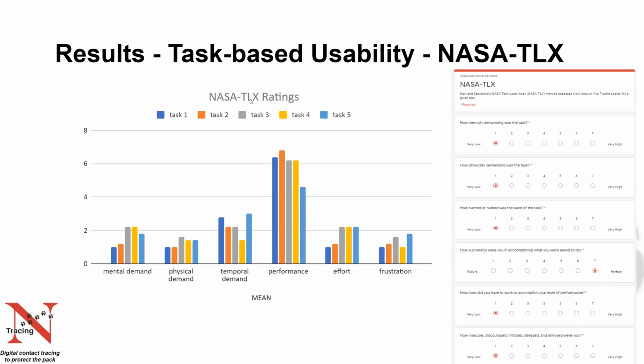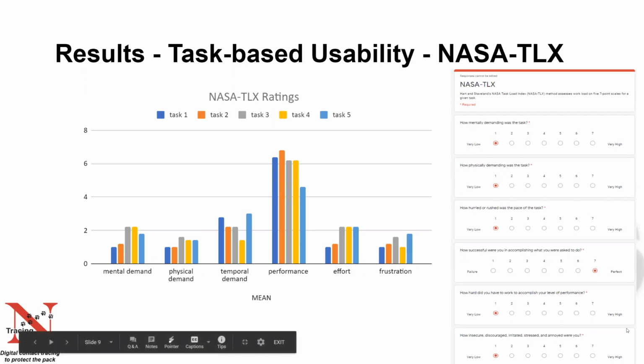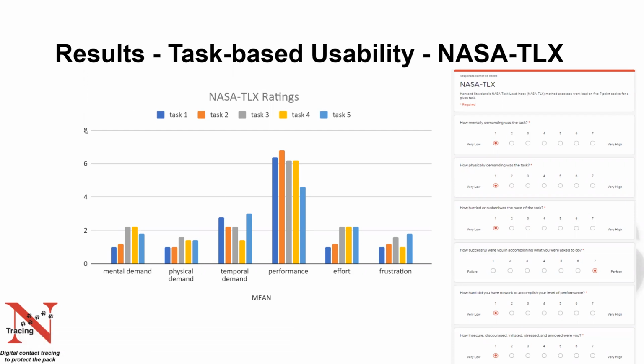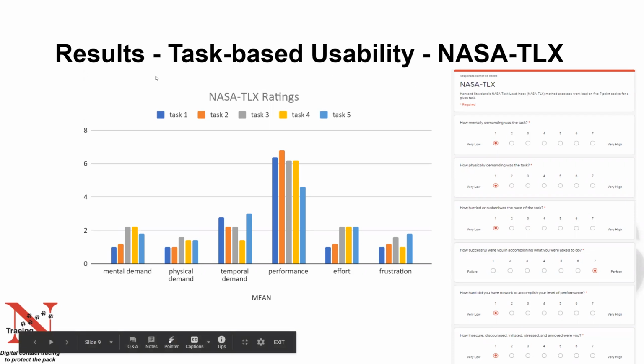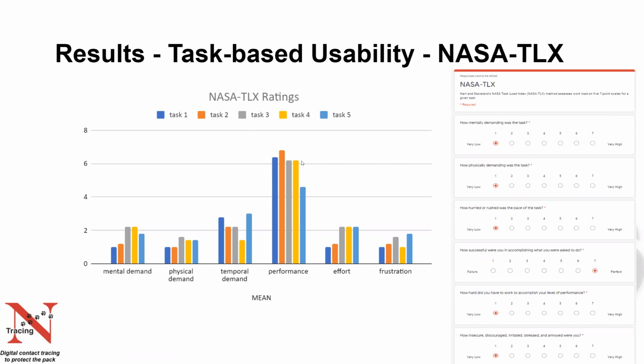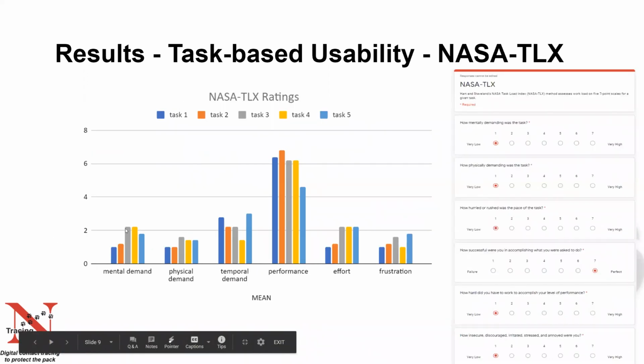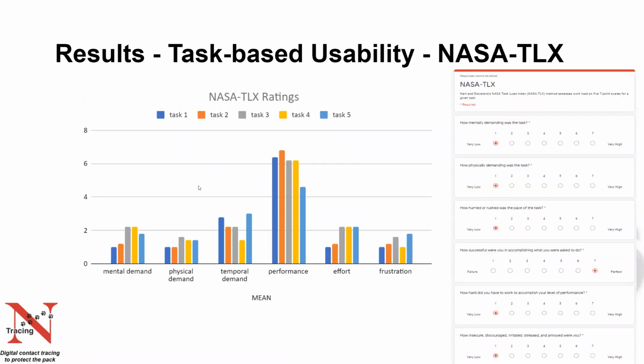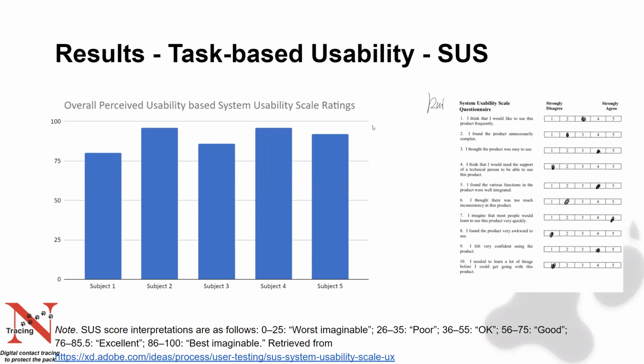As for the NASA TLX result, the right picture is a sample we collected in our experiment, on a scale of 1 to 7. For the left picture, we took the means of each scale and plotted them. The overall demand for tasks 3 to 5 is larger than for the first 2 tasks, and this finding corresponds to the decreasing performance and increasing effort of these 3 tasks. Here we want to point out that tasks 3 and 5 need to be improved, and those are the ones we are most interested in.